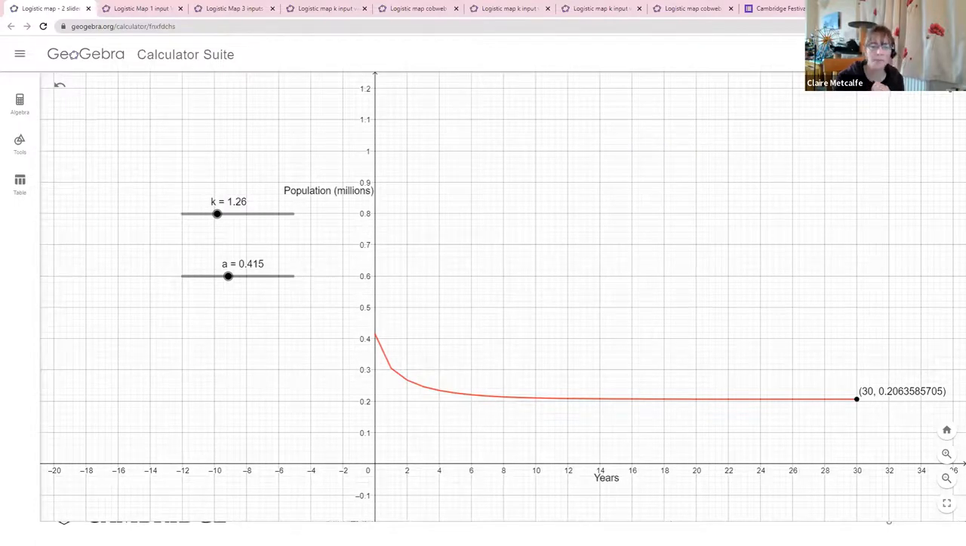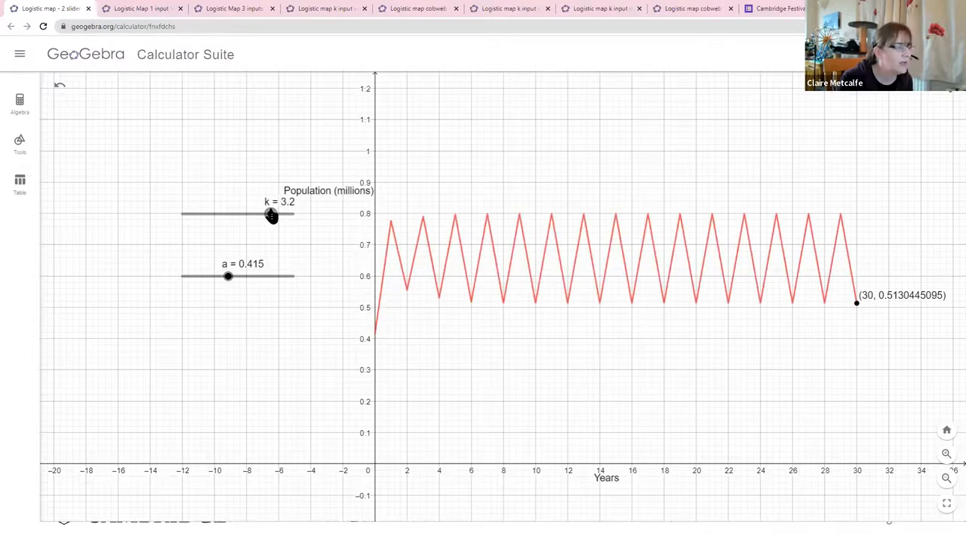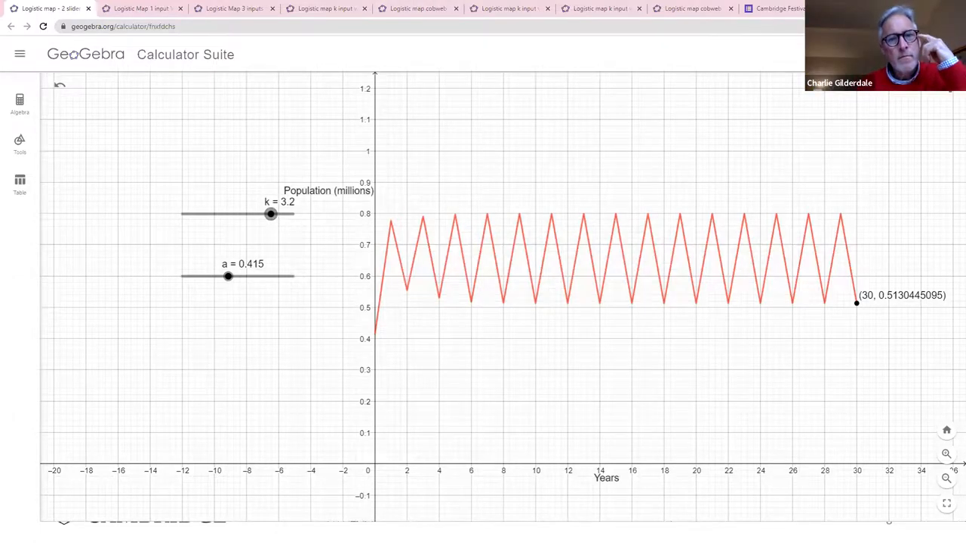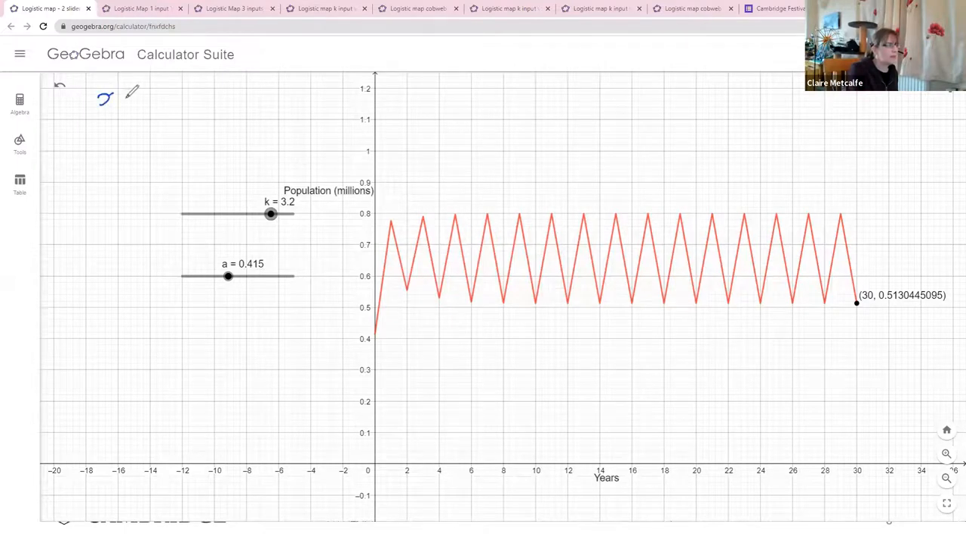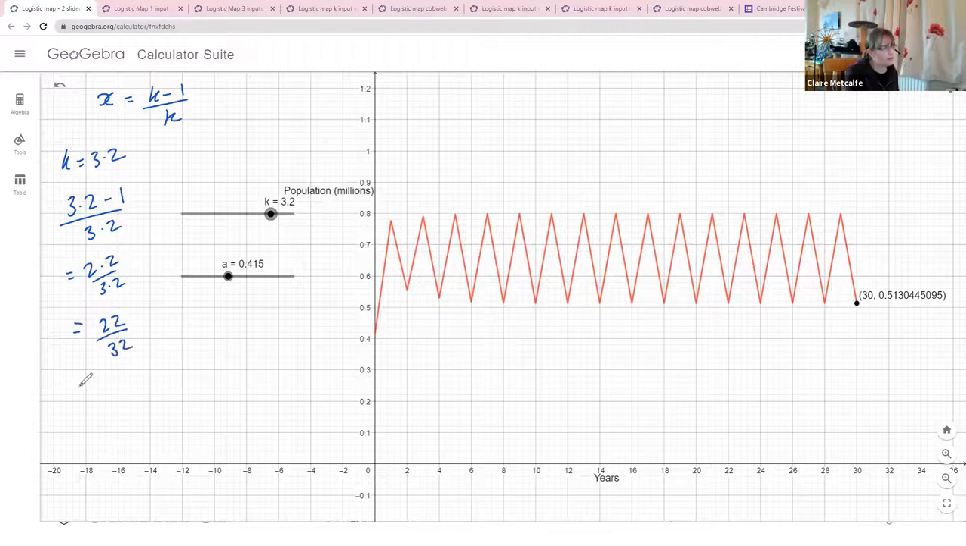So somebody suggested 3.2 as one where it's going to oscillate. So let's go to 3.2 and we'll check that out. So 3.2 is here. And yes, I think I agree that that oscillates. That does look like it's settling down. Using our x equals k minus 1 over k, when k equals 3.2, we get 3.2 minus 1 over 3.2, which is 2.2 over 3.2, which is, I don't know if it's going to be nice, this is 22 over 32. It's a little bit of maths. Okay, 11 16ths, I think that is.